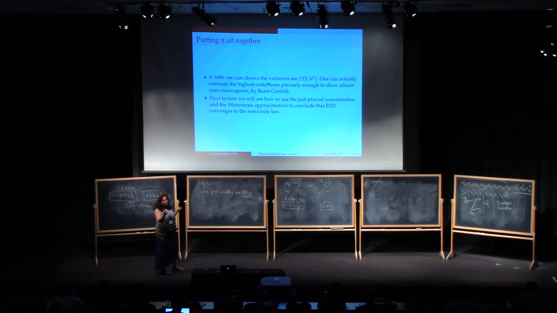So now, what do we know? We know that the moments are concentrated, and we know that they converge to the Catalan numbers, or to 0, depending on whether they're odd moments. So I'm going to stop here, and tomorrow I will show you how to use these two facts, together with a Weierstrass approximation, to conclude that not just the level density distribution converges to the semicircular law, but that the ESD itself converges to the semicircular law. So rather than the smoothed out deterministic object converging to the semicircle, we will show that the random object also converges to the semicircle.